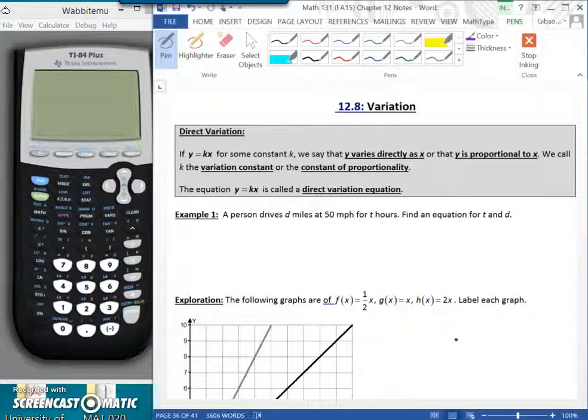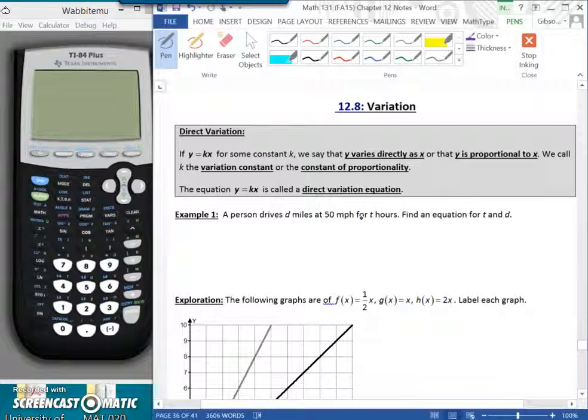Okay, class, we're about to start section 12.8, variation. We have direct variation. If y is equal to k times x, for some constant k, we say that y varies directly as x, or that y is proportional to x. We call k the variation constant, or the constant of proportionality. The equation y equals kx is called a direct variation equation.